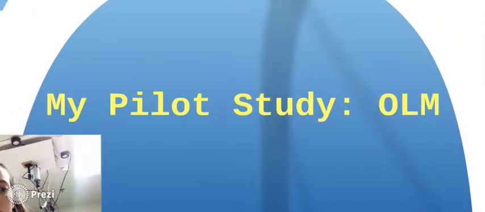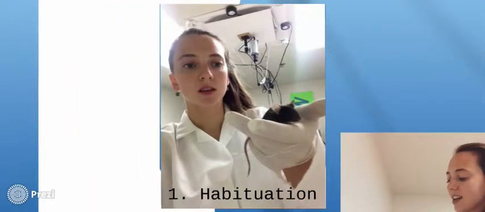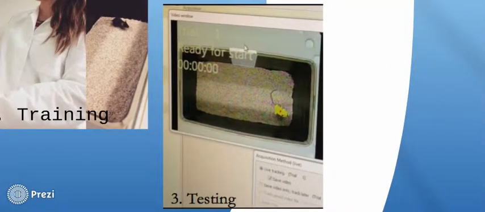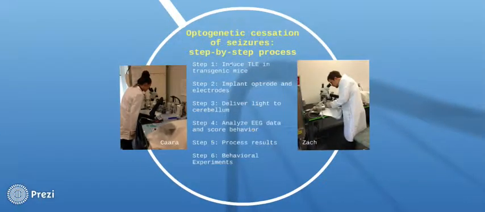Here are a few pictures of me running a pilot study. I ran the object location memory task. So there you have it, the step-by-step process of optogenetic cessation of seizures in mice.